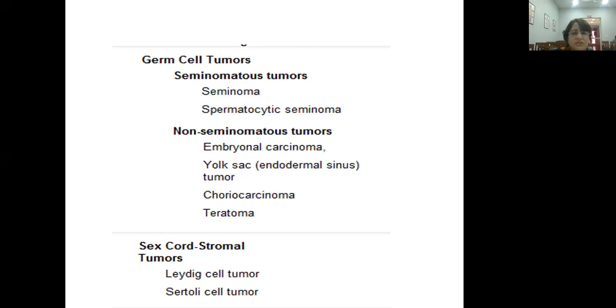So the germ cell tumors are again divided into two types, those which are of seminomatous tumors, and then we have isme aa jata hai seminoma, which I told you repeatedly ke iska jo ovarian counterpart hai usko kehte hain. Ovarian counterpart ko kya kehte hain bachcho?